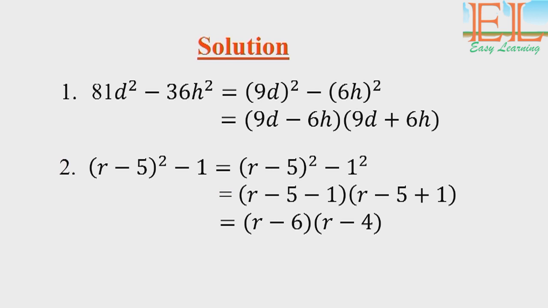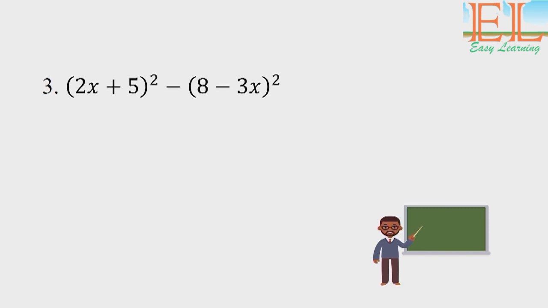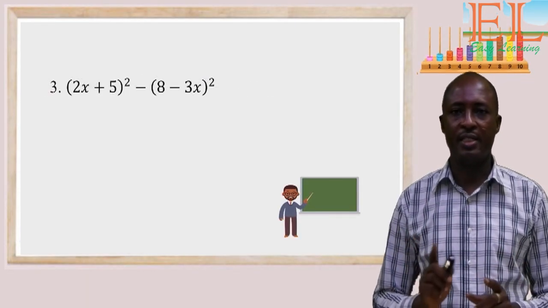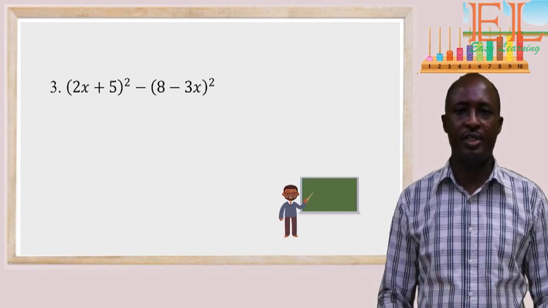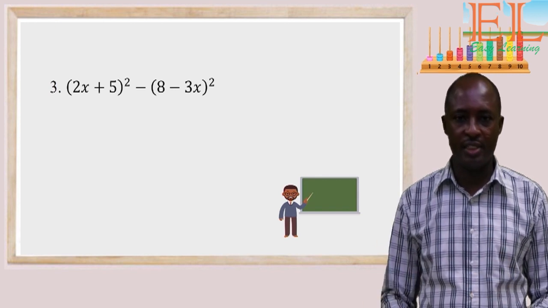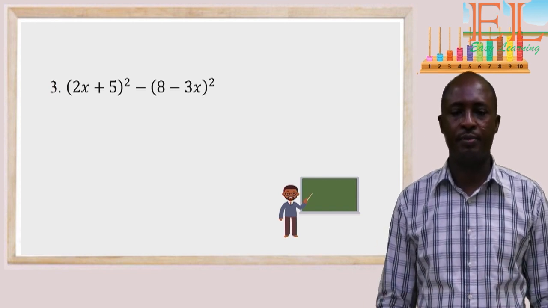Finally, question 3. 2x plus 5 squared minus 8 minus 3x all squared. Since both terms are squared, I just apply the principle.